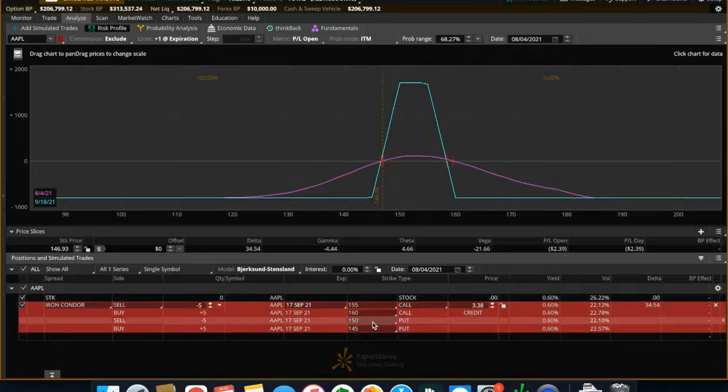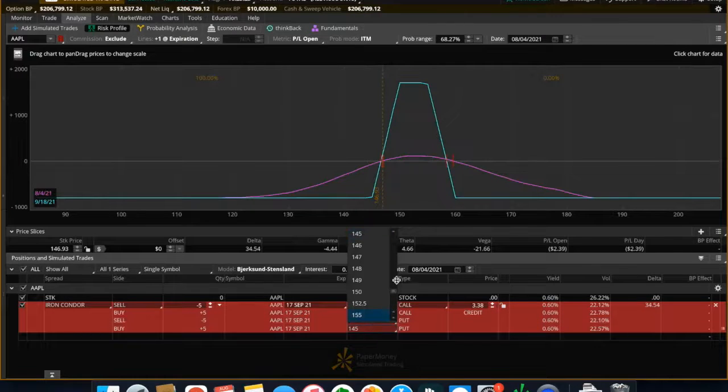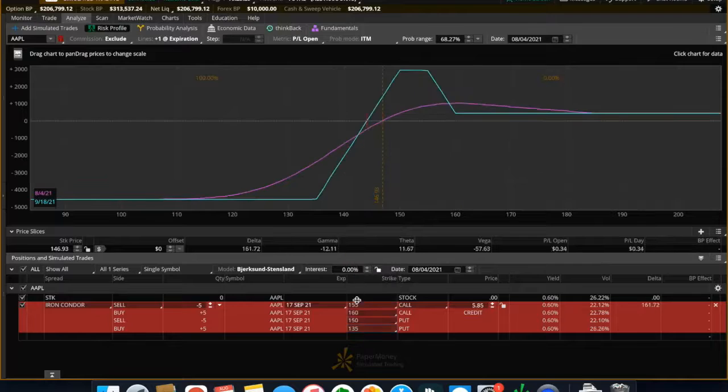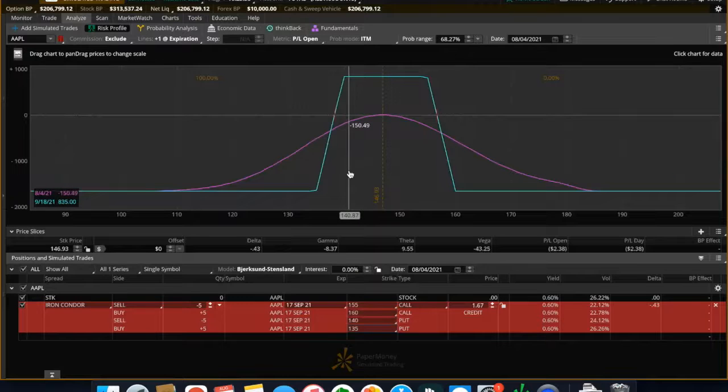So if I change these, let's say I want to make these wider. So I'm going to go to 135 on the lower wing, and I'm going to go to 140 there. Now look at that. The price is in the middle. I've taken this lower wing and pushed it out. Now what that does is it makes it wider, so it gives me a better chance of success.